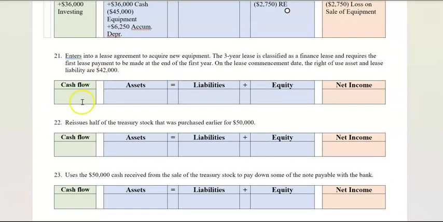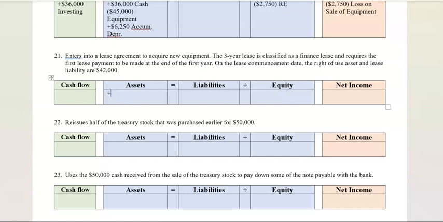Transaction 21 says the company enters into a lease agreement to acquire new equipment. The 3-year lease is classified as a finance lease and requires the first lease payment to be made at the end of the first year. On this lease commencement date, the right-of-use asset and lease liability are $42,000. So we're recording the fact that we've entered into this lease agreement, and we now have the right to use this equipment for the next 3 years.